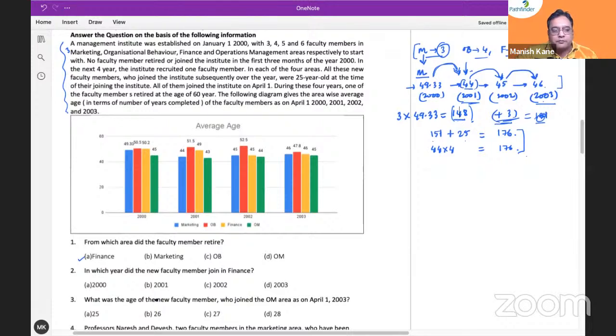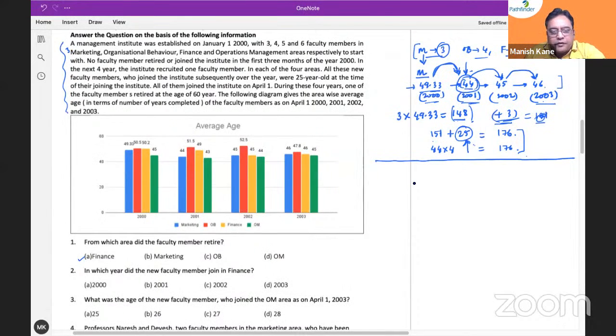But if you look at the first question, पहला question क्या है? From which area did the faculty member retire? अगर किसी एक एरिया से फैकल्टी मेंबर रिटायर हुआ है, तो उसका एवरेज 2 बार डिक्लाइन होना चाहिए, क्योंकि एक जब कोई नया मेंबर आ रहा है तब, क्योंकि उसकी एज कम है. So see what happens to the average when a number which is less than the average is added. For example, आप दूसरा डिपार्टमेंट देखो, मार्केटिंग डिपार्टमेंट ही देखो. 49.33 एवरेज है 2000 का, और उसमें आपने नए व्यक्ति को ऐड कर दिया जिसकी एज है 25. तो एवरेज आपका ड्रास्टिकली रिड्यूस हो गया अगले साल. क्यों? क्योंकि जो नया व्यक्ति आया है उसका एज बहुत कम है.